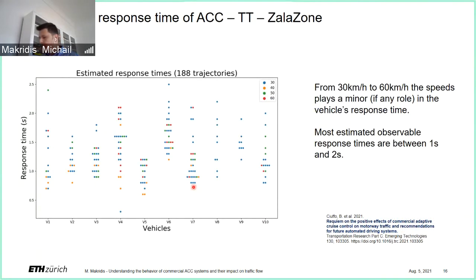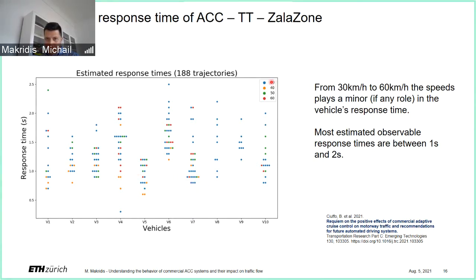You can find more information in the paper. I have many things to say, so I will fast forward a bit. Here we see the response times for the 10 vehicles in the Zalazon campaign. Please note that this is not the order of the platoon, it's a notation for the vehicles. So I cannot discuss the order here. My intuition and my idea from the data processing is that the order does not play a big role. I don't have something concrete to show you here.